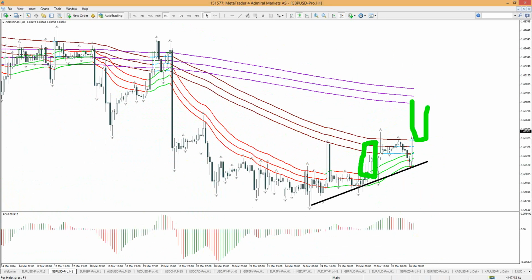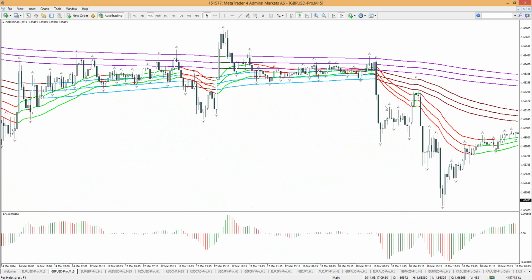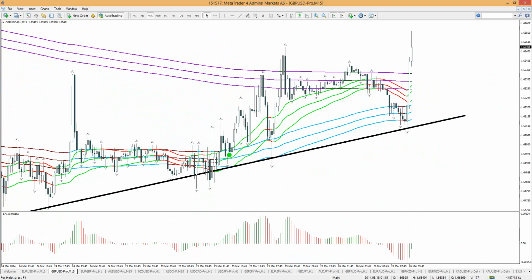Those are reversal trades on the hourly. On the 50-minute chart, it was a bit different. On the 50-minute chart, this was bullishly aligned, although we still had the long-term trend moving average above it. So it was half with the trend, half reversal, in the sense that the purple one was still above us.